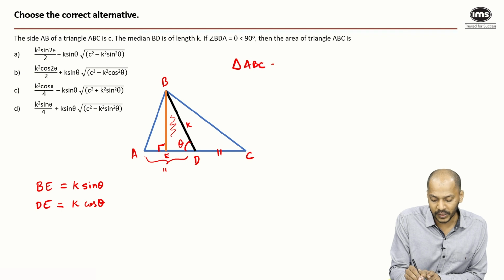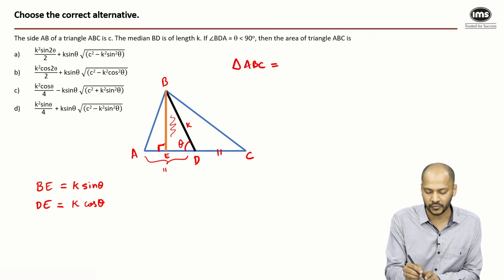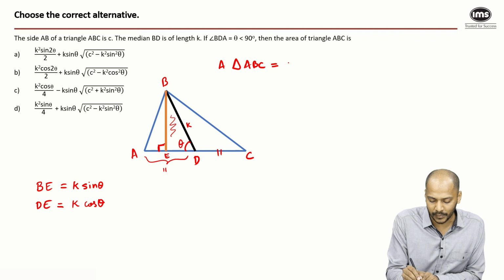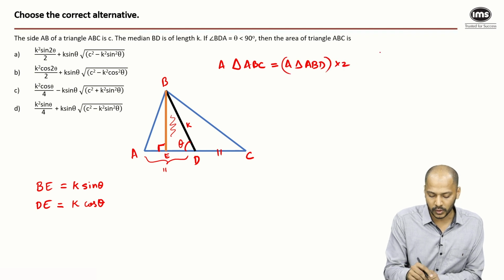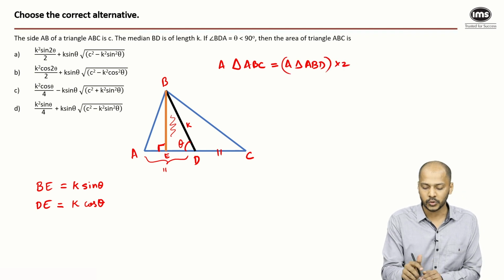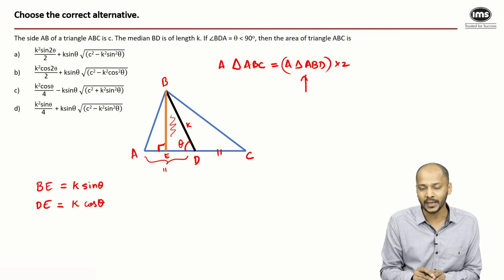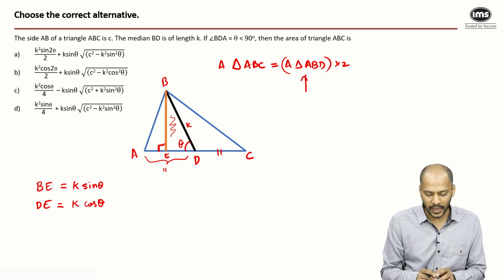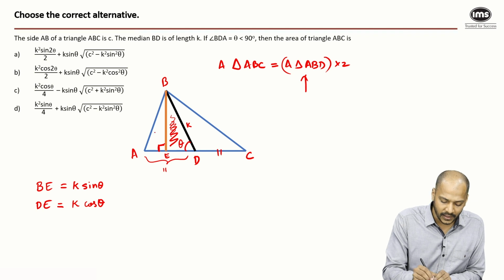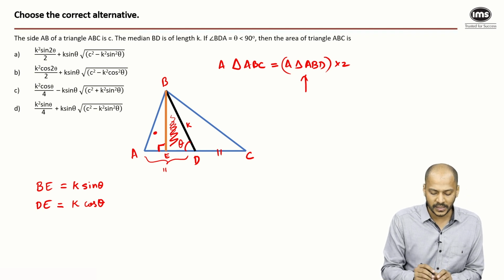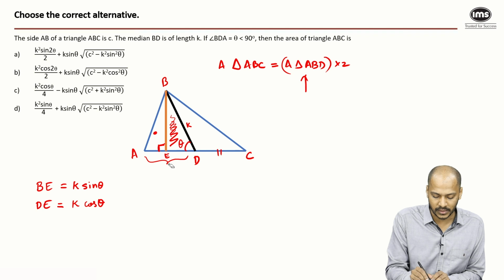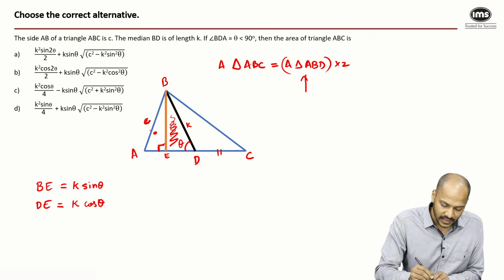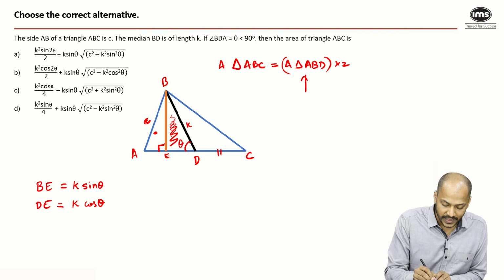area of triangle ABC, whenever there's a median involved, it divides the area into half. So the first thing that you need to understand was area of triangle ABC would be area of triangle ABD into 2, because this area is half the entire area. So we are focusing on the area of triangle ABD and we'll double it. ABD has one small triangle here and the other triangle here. Let me see if I could have found the answer to this question somehow. And we know this side is K. So this side is C, this side BE is K sine theta.